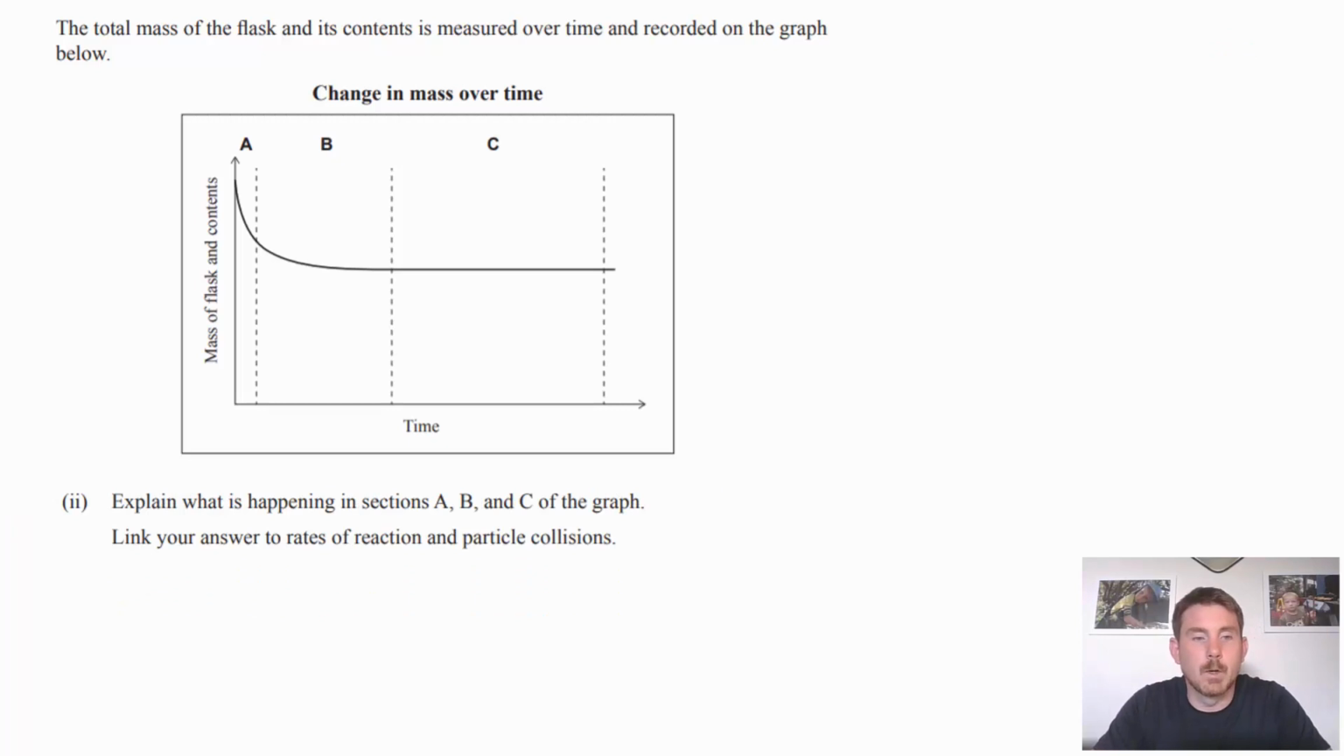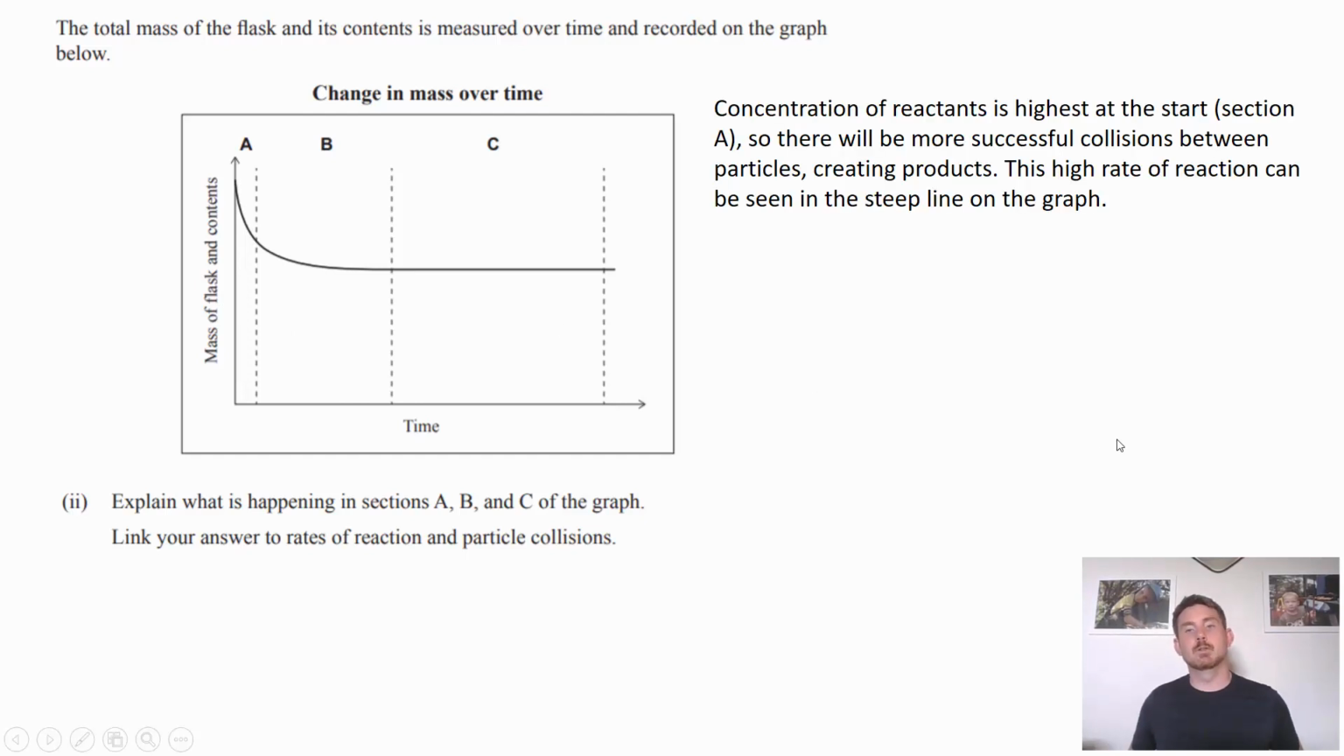For B part 2, we're asked to explain what's happening in sections A, B, and C of the graph, and we're expected to link our answer to rates of reaction and particle collisions. So in section A, we can see that the line is steepest, which indicates the highest rate of reaction, as the mass of the flask and contents decreases most rapidly. And so the concentration of reactants is highest at the very start of the reaction in section A. And so from the very start of section A, there will be more successful collisions between particles, creating products.